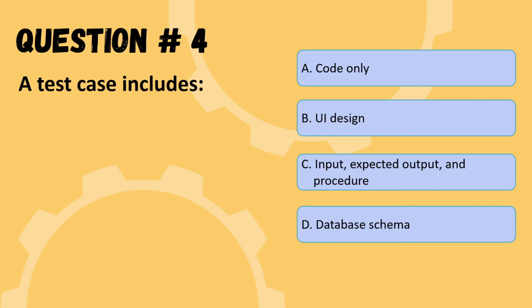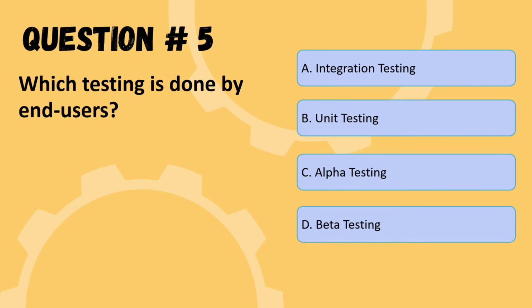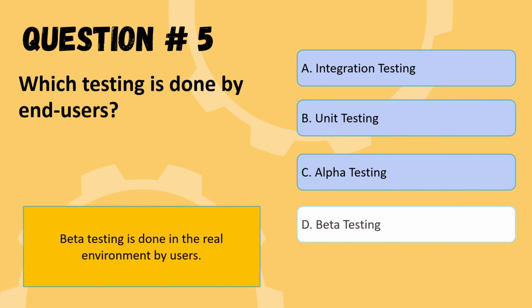Next question is, a test case includes code only, UI design, input, expected output, and procedure, or database schema. So the correct option is test case includes input, expected output, and procedure. So we are moving to the next question. Next question is, which testing is done by end users? Options are integration testing, unit testing, alpha testing, or beta testing. So the correct option is beta testing, done by end users. So we are moving to the next question.